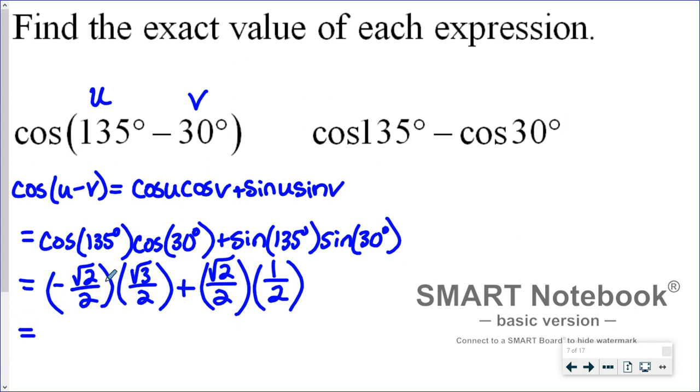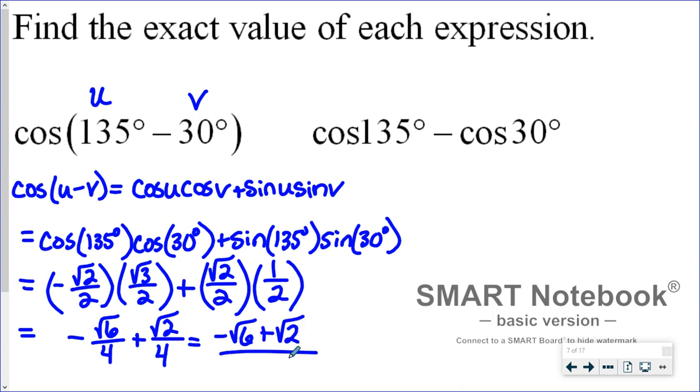So multiplying our fractions here, we're going to get negative square root of 6 over 4 plus square root of 2 over 4. Of course these have a common denominator, so this is negative square root of 6 plus the square root of 2 all over 4.